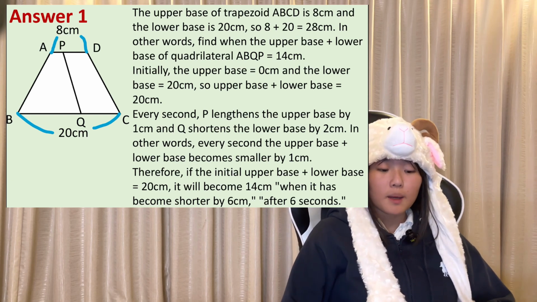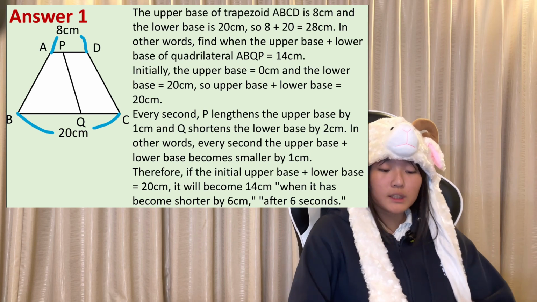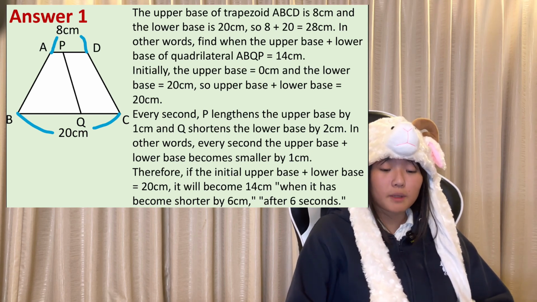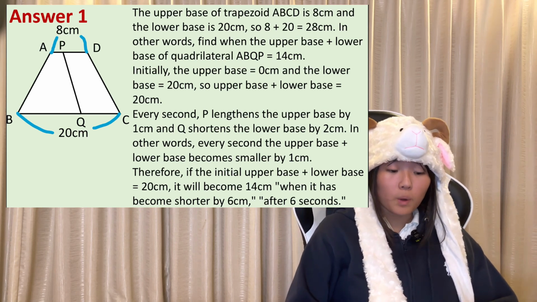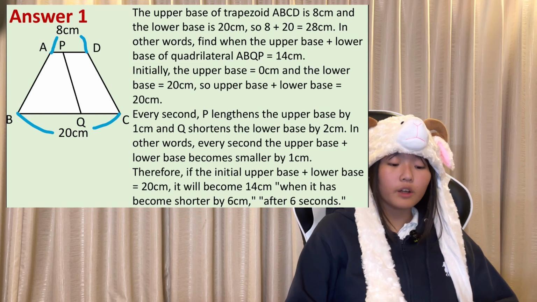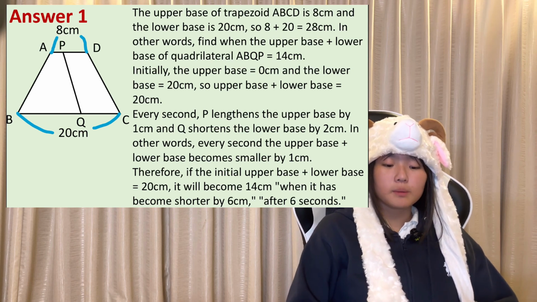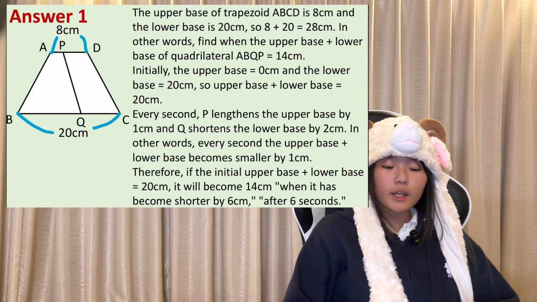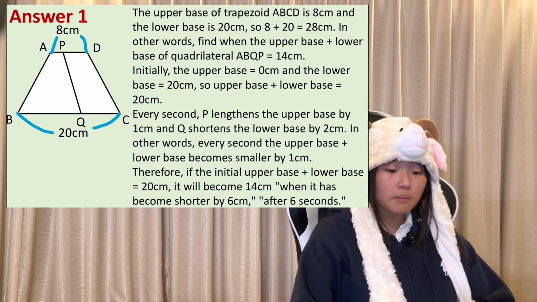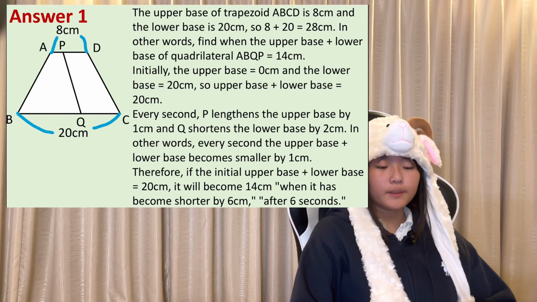Every second, P lengthens the upper base by 1 centimeter and Q shortens the lower base by 2 centimeters. Basically, every second, the upper base plus lower base becomes smaller by 1 centimeter. Therefore, if the initial upper base plus the lower base is 20 centimeters, it will become 14 centimeters when it has become shorter by 6 centimeters, which will be after 6 seconds.